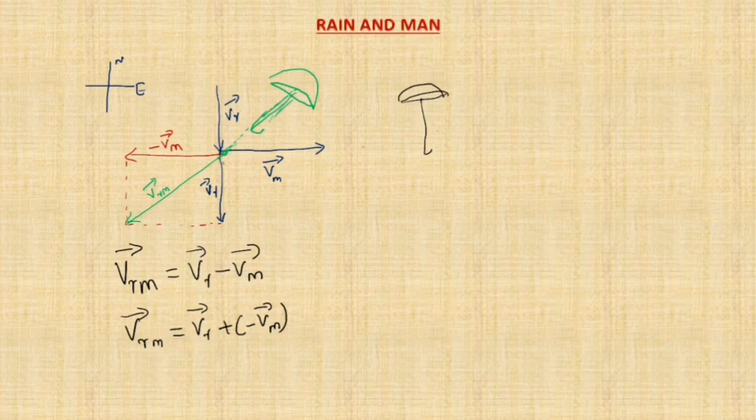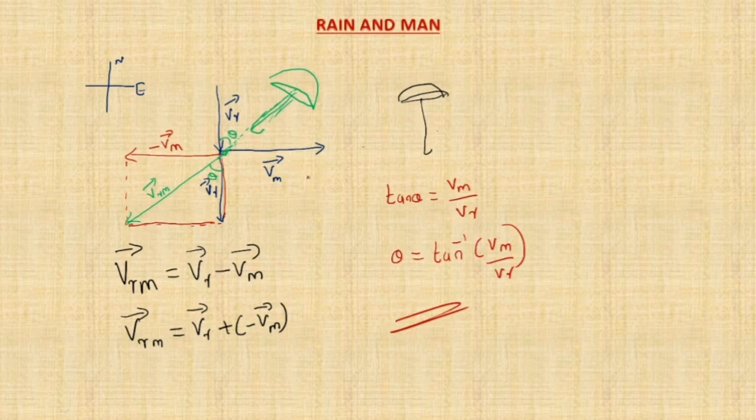So now the question is, at what angle he has to hold his umbrella. In order to find the direction, you can use tan theta. We can write tan theta is equal to opposite side. What is the opposite side here? Vm, the magnitude. Vm divided by adjacent side, that is Vr. So theta can be calculated as tan inverse of Vm divided by Vr. So this is one of the applications of the relative velocity concept. I hope you understood this one. Thank you all of you.